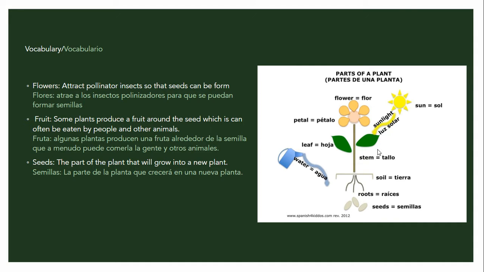The other vocabulary are flowers, fruit, and seeds. Flowers attract pollinator insects so the seeds can form. This is the flower. Fruit, not shown in the picture. Some plants produce a fruit around the seed, which can often be eaten by people and other animals.